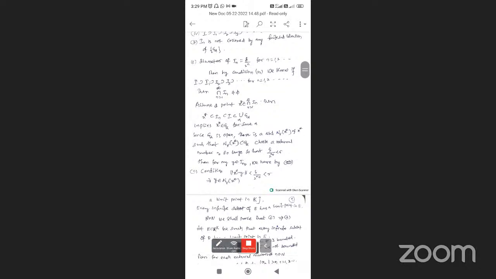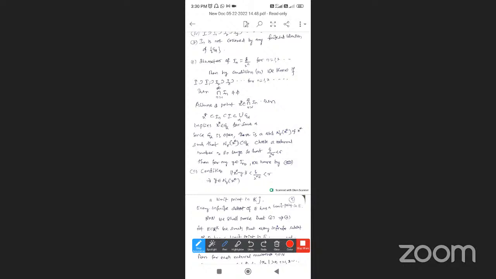For n equal to 1 to infinity, then by condition A, we know that the intersection of In is a subset of I, superset of I1, superset of I2, superset of I3, for n equal to 1 to infinity. Then the intersection over n equal to 1 to infinity of In is not empty. Assume a point x star belongs to the intersection of In. Then x star is in In, subset of I, subset of the union of G alpha, implies x star belongs to G alpha for some alpha.